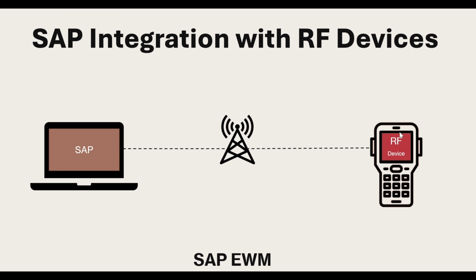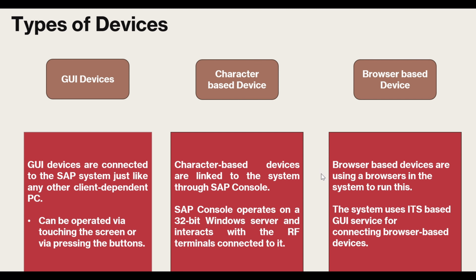Let me go to the next slide where I will explain how these SAP screens are integrated with RF handheld devices. Before that, let me discuss the types of devices. There are three kinds of devices in the market we are using for execution in the RF screen. First is GUI devices.